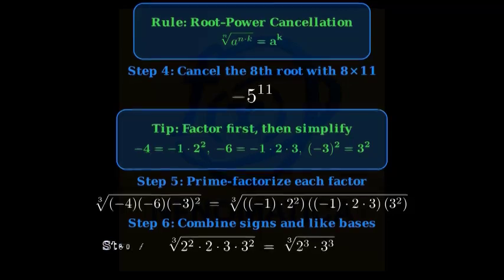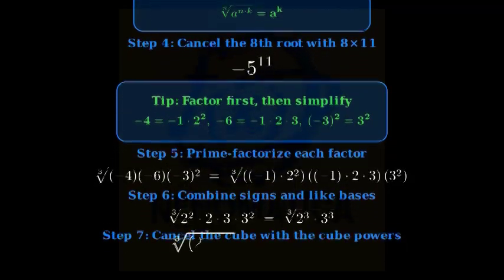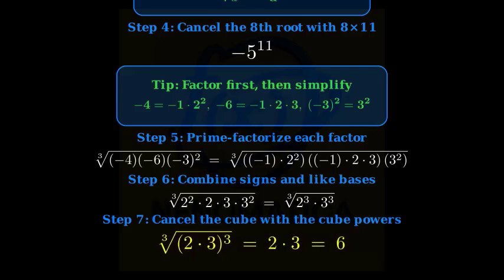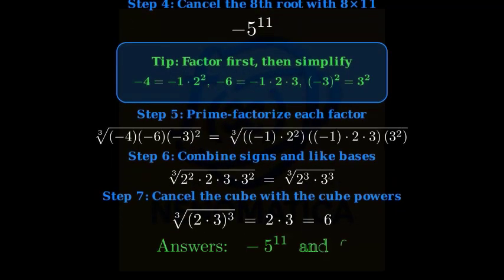Step 7. Use the root power cancellation again. The cube root of a cubed is a. So the cube root of 2 cubed times 3 cubed becomes 2 times 3, which equals 6. Our final simplified answers are, for part A, -5 to the 11. For part B, 6. Quick summary.